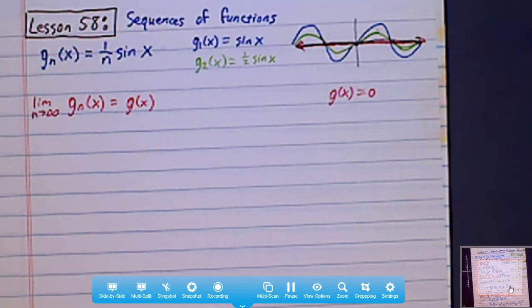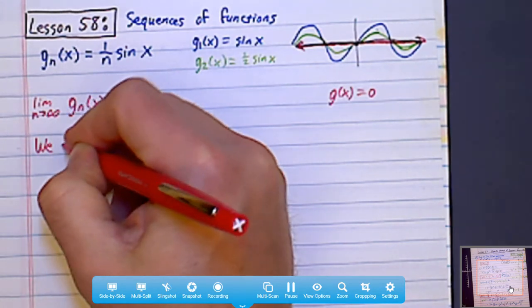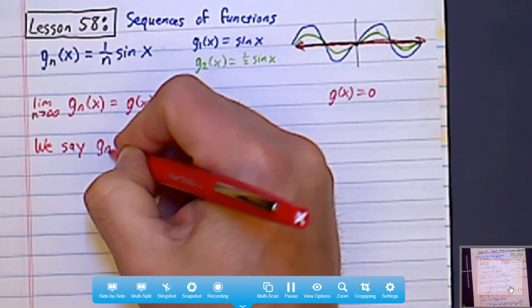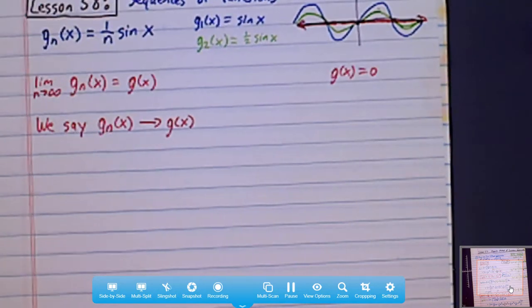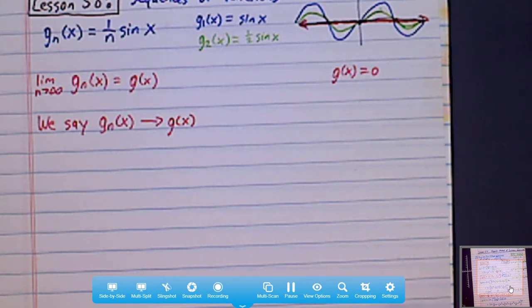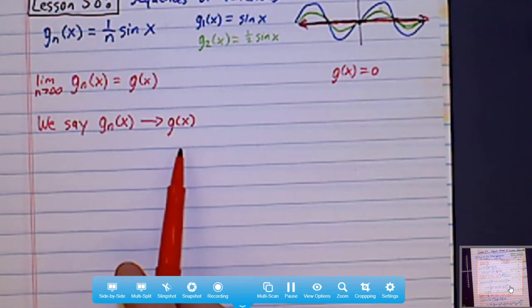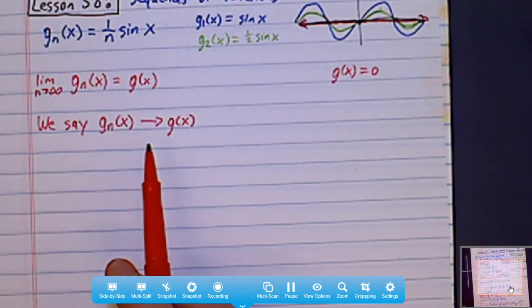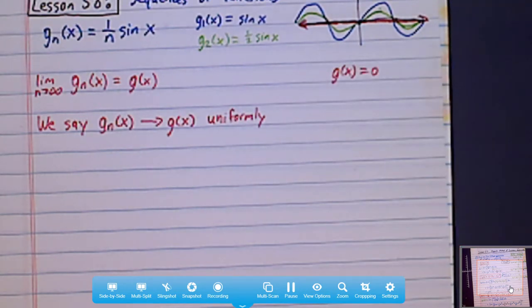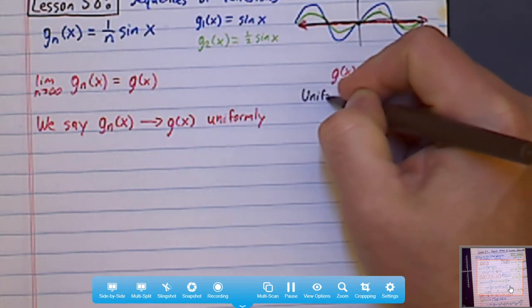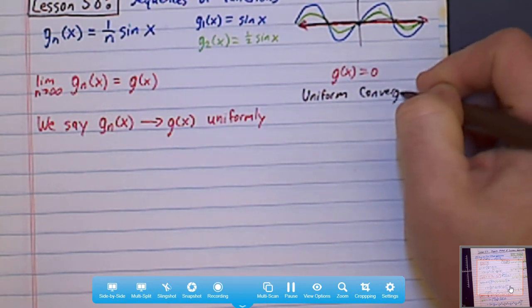Now, there's an important mathematical definition I need to give you here. We say that gn of x, that sequence of functions, and do you know what this arrow means? No? Okay, that means converges to g of x. So what I wrote so far is the same as what's up here: gn of x converges to g of x uniformly. I'm defining something called uniform convergence. Let me write that down. I need uniform convergence today if I'm going to do the proof for you.